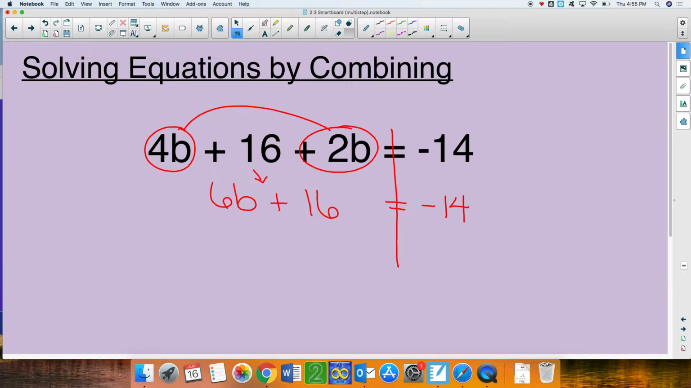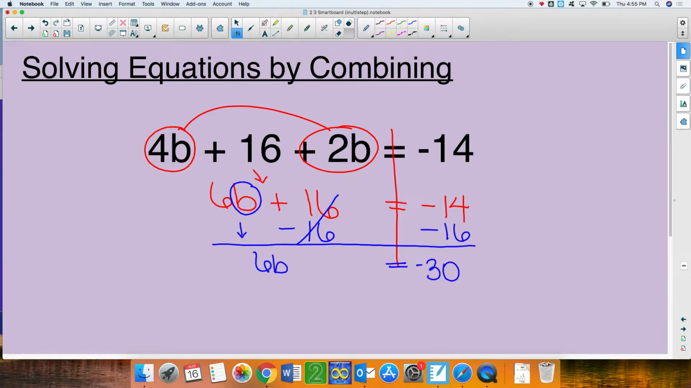And once you have combined your like terms, you're now ready for a two-step equation, which is what we did yesterday. So I'm solving for b. My 6 is connected, so I need to move my plus 16 first. So I do that by subtracting 16 on both sides. And then I'm going to work left to right. So I'm bringing down 6b, plus 16 minus 16 cancels. Bring down your equal sign. Negative 14 minus 16, those have the same sign, so I'm going to add and keep that sign.